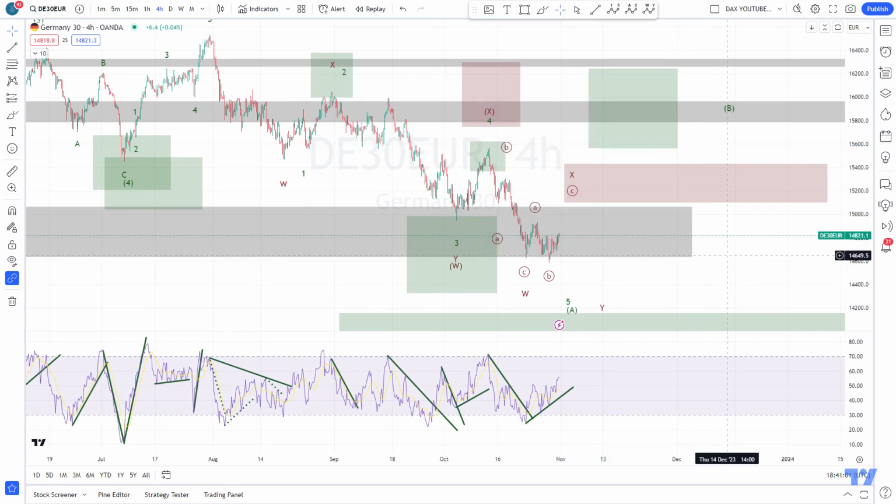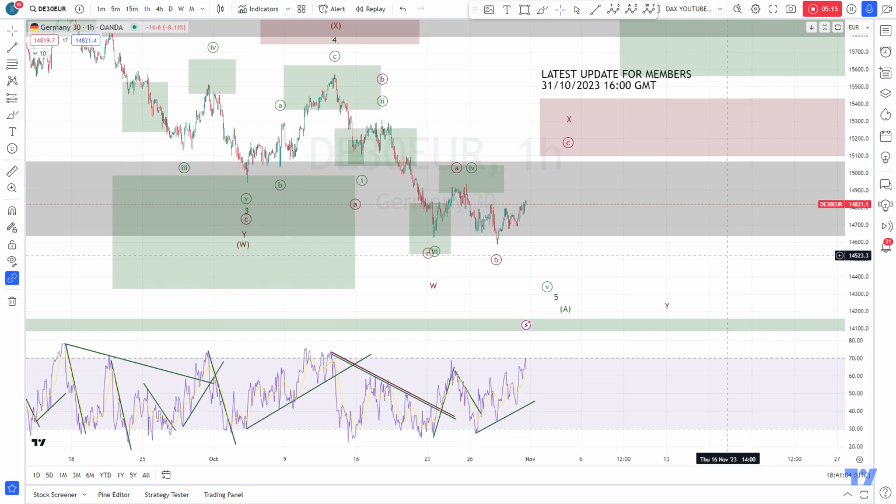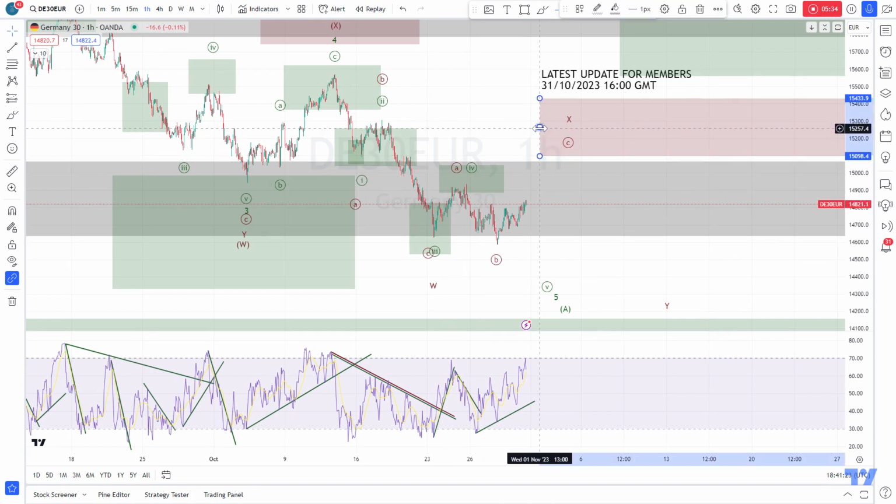So these are my two interpretations of the current situation. Corrective price action. We did not really make a decisive move, but if we go up, probably as a result of tomorrow's Fed meeting, then I expect us to go into this area as an expanded flat.